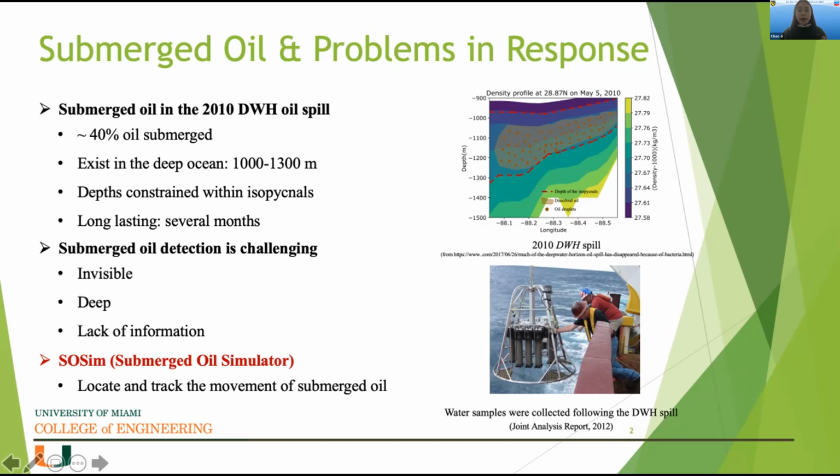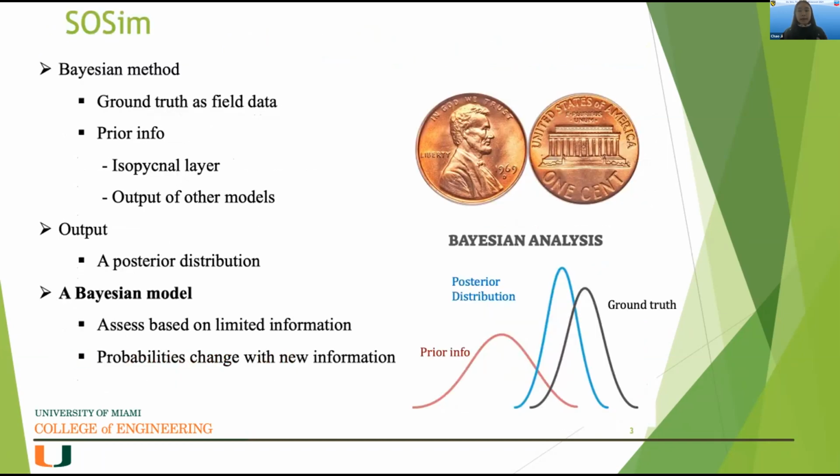To deal with that kind of problem, SOSim was developed to help locate and track the movement of submerged oil. SOSim is a Bayesian model. So first, what is Bayesian? Imagine when you flip a coin, what is the probability of flipping a head? Frequentists will say 50%, but the Bayesian method doesn't agree.